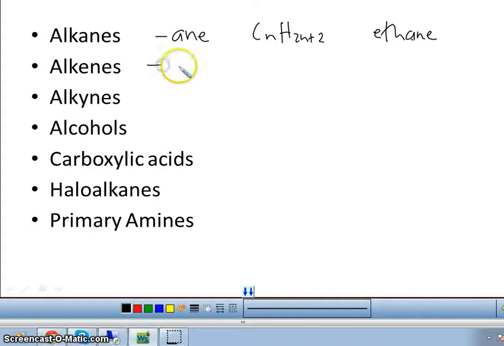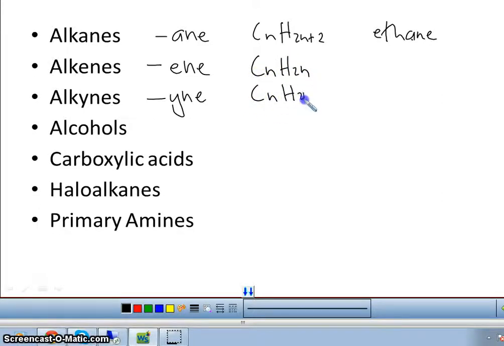Cool. Alkenes end in ene, alkynes end in yne. These are CnH2n and CnH2n-2. Examples would be ethene and ethyne. Remembering that when you have double bonds and triple bonds, you need to number where they are. So this theoretically could be eth-1-yne, but because there are only 2 carbons, you can get away with just ethyne.